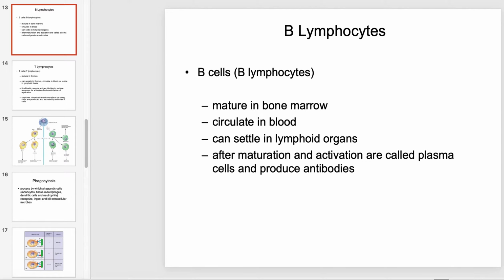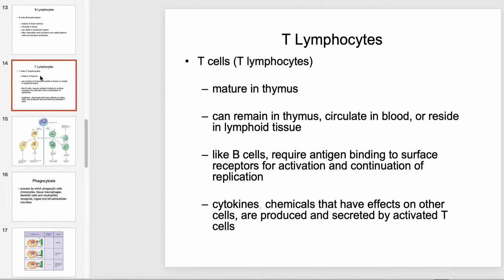you in a minute. The T lymphocytes, or T cells, mature in the thymus, and they can remain in the thymus, they can circulate in the blood, or they can just reside in lymphoid tissue, like spleen, for example. Like B cells, they require antigen binding to surface receptors for activation and continuation of replication. They produce cytokines that are chemicals that have an effect on other cells.